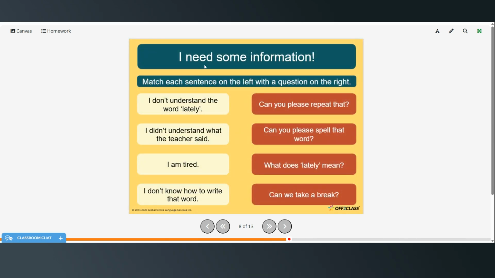So here we're going to match the sentence on the left with the question on the right. Again, you can pause the video, try this on your own, and then restart when you're ready to check your answers.